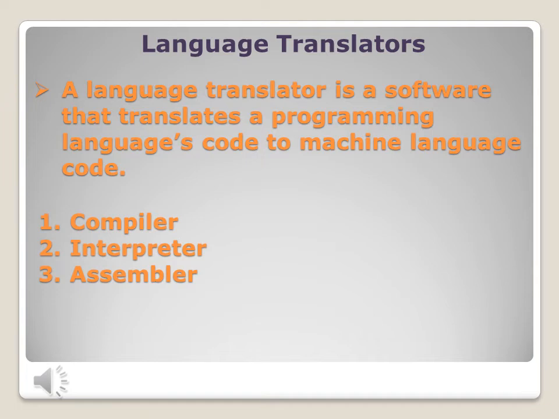We have discussed the different languages of the computer. Now we'll discuss the different language translators which are required for the proper functioning of a computer. A language translator is a software that translates one programming language into the machine level language. Mainly, there are three different types of language translators. The first one is the compiler, then interpreter, and the last one is the assembler.